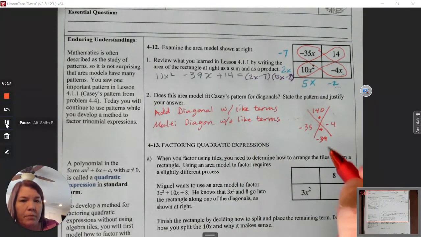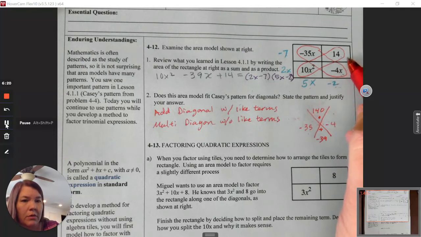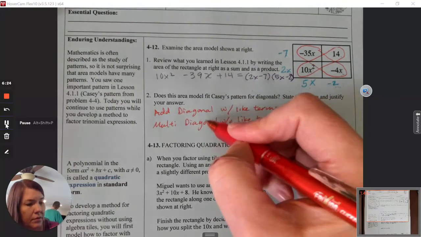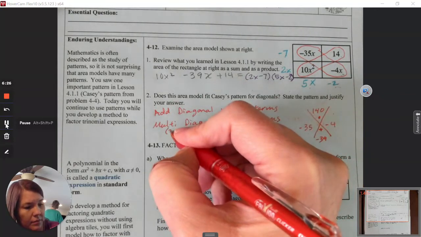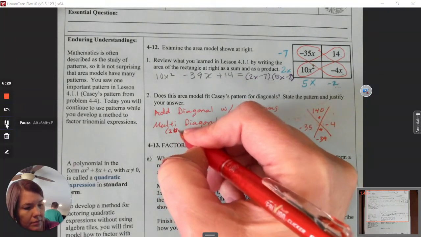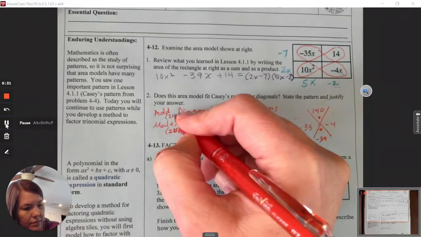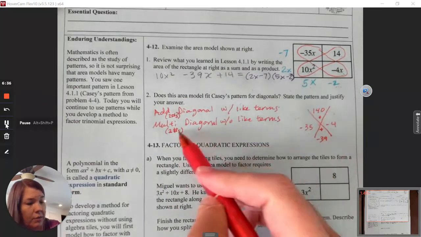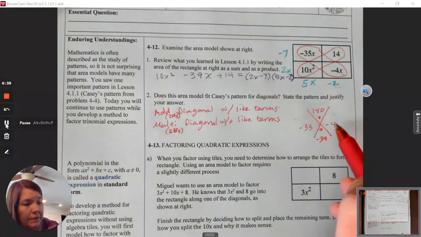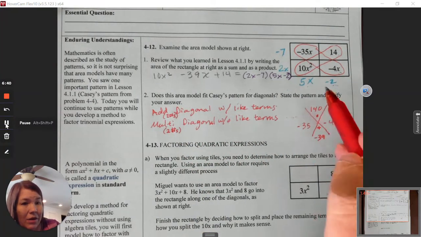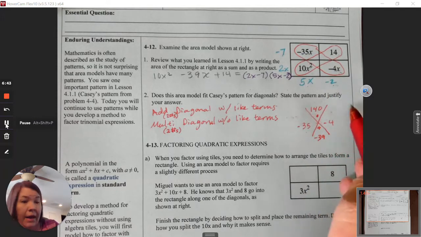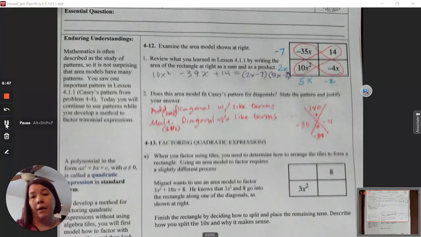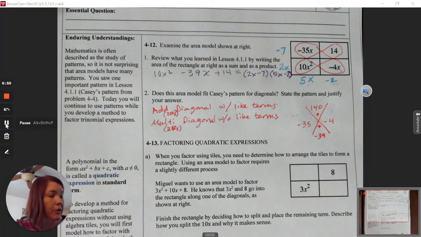Okay, so I multiply the two numbers on the diagonal without like terms. I add the two numbers on the diagonal with like terms. And then if I look at the coefficients of my added diagonal, they are the two numbers that multiply and make those. So that's what I'm seeing. It's just pretty dang cool, actually.